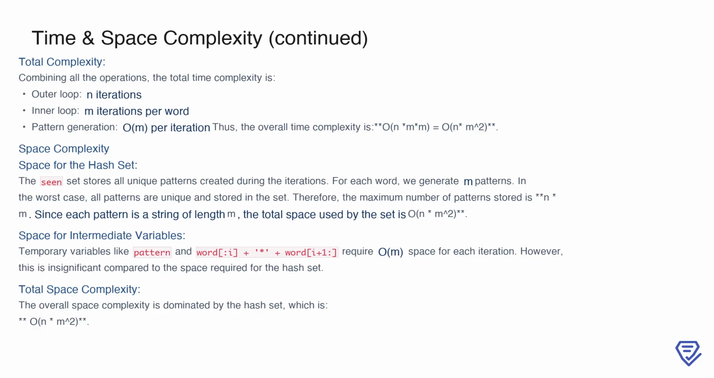With n words, the total number of patterns stored in the set is n*m. Since each pattern is a string of length m, the space used by the set is n*m squared. Temporary variables like the generated pattern only require m space per iteration, which is negligible compared to the space used by the set. Hence, the overall space complexity is O(n*m squared).